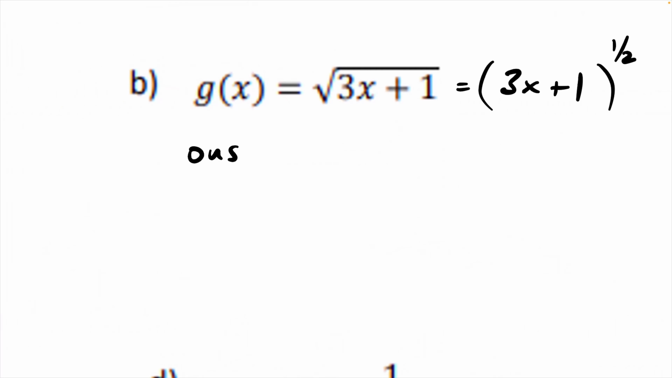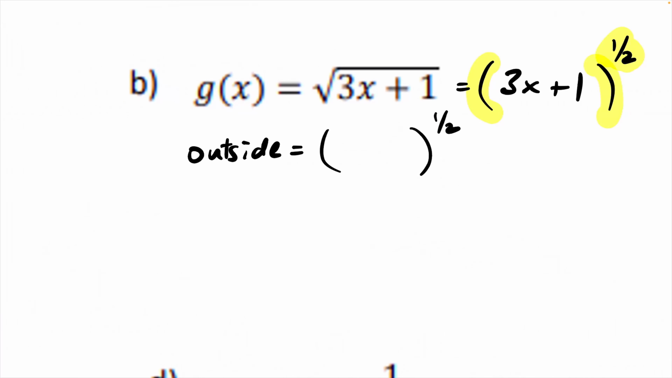Okay, so let's have the outside. The outside is something to the 1/2 power. Isn't that the same thing as saying the square root of something? Right? Something to the 1/2 power. I can't get to the inside yet. Why don't I write 3x plus 1 there? Because that's the shell, right? I have to deal with the shell before I can get to the chocolate.